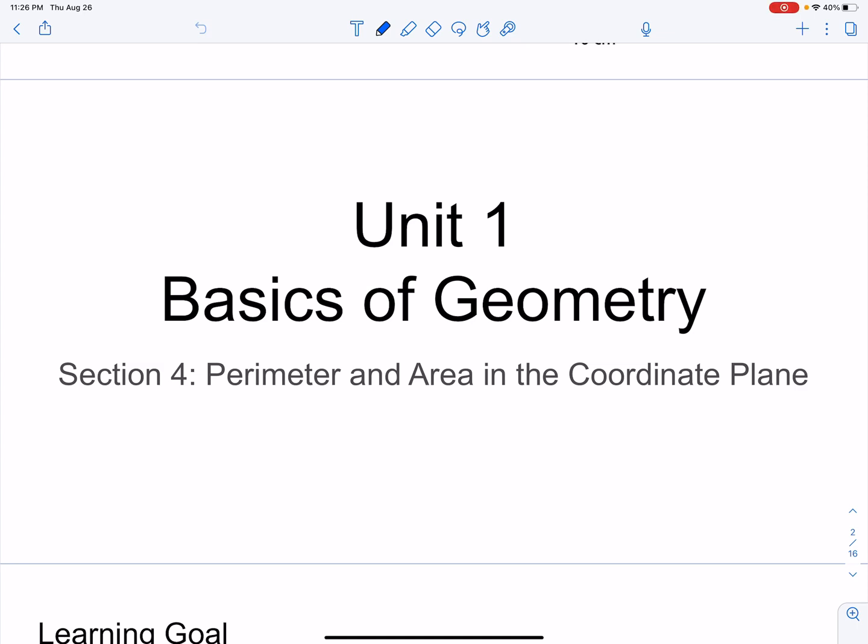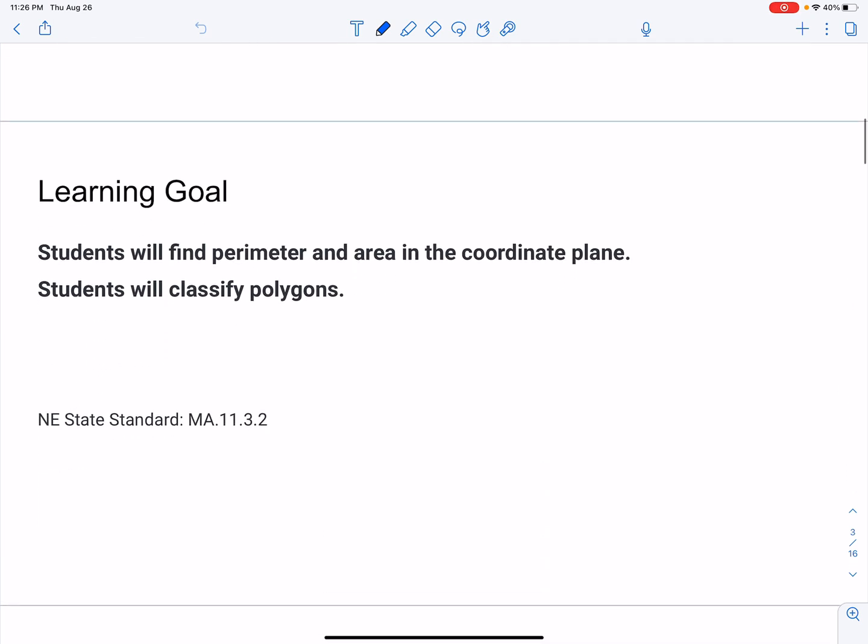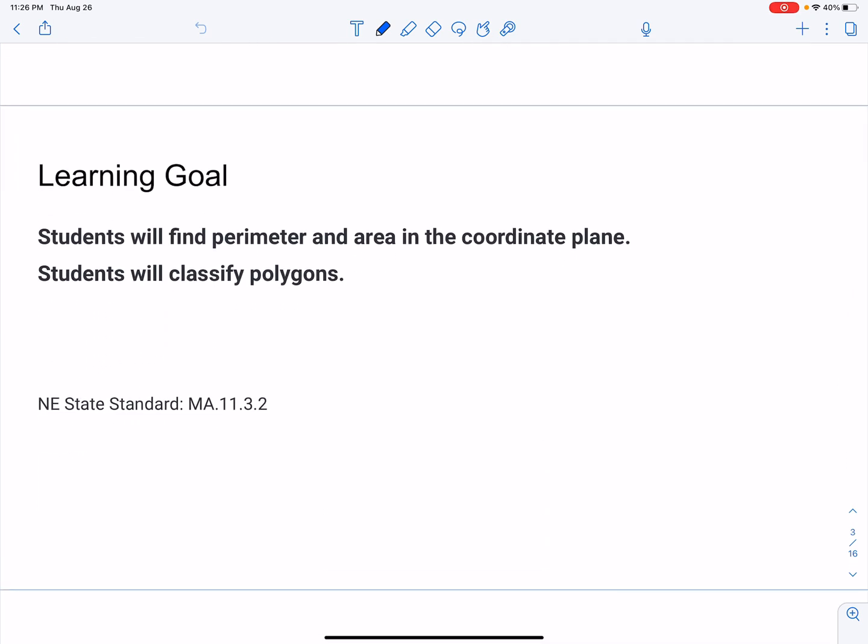Today's lesson is on perimeter and area in the coordinate plane. A lot of what we see today is pretty similar to what we learned yesterday. It's just that we have to plot a little bit of it before we do the work. But again, it's mostly distance formula that's our math computation work here, so it should be pretty straightforward. So the learning goal is to be able to find perimeter and area given points in the coordinate plane.